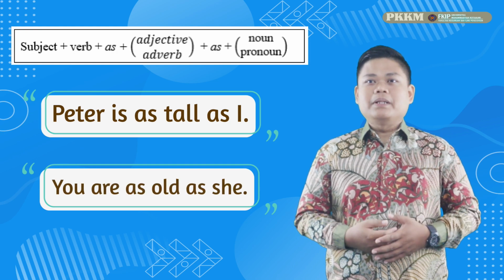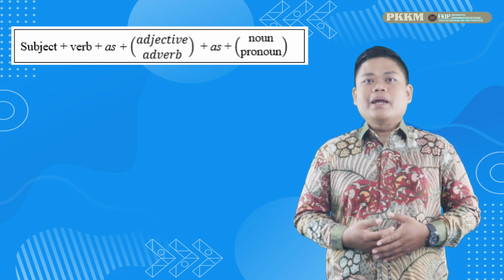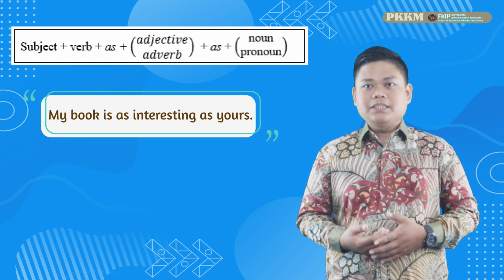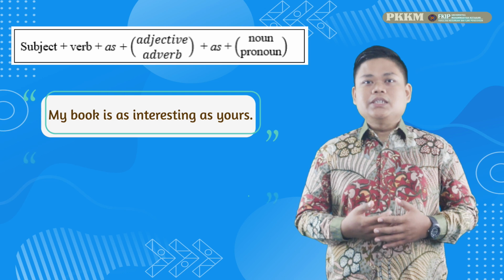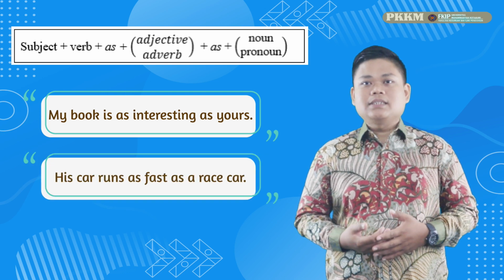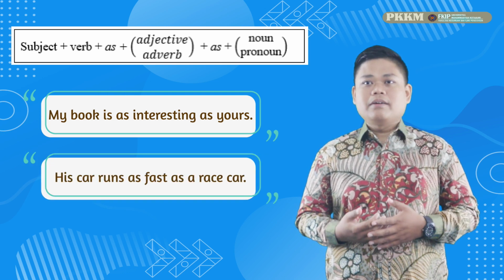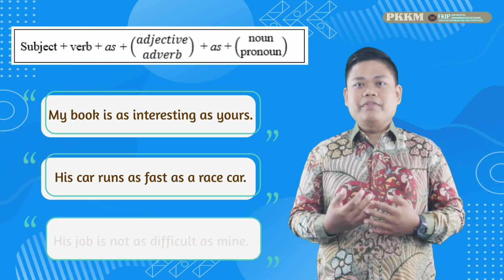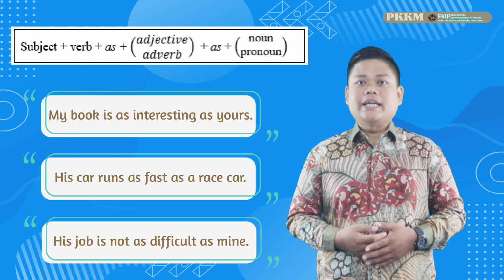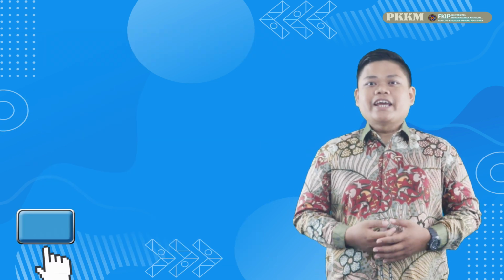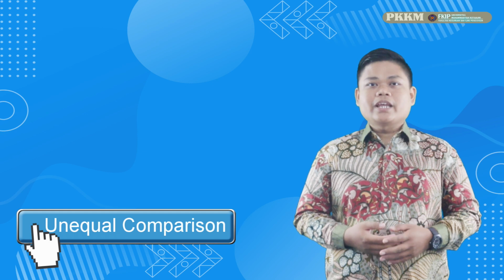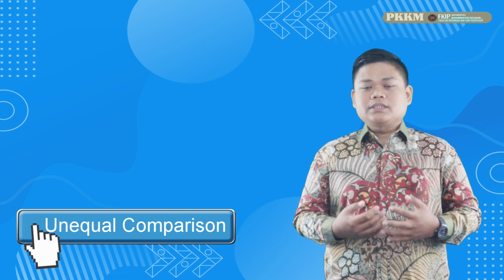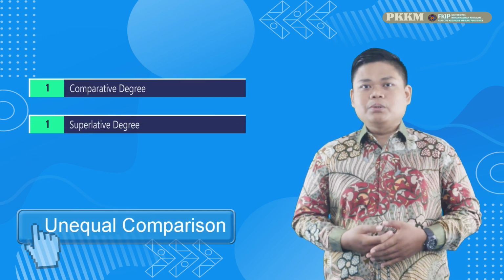This is another example. For adjective, my book is as interesting as yours. This is adjective. The second one is his car ran as fast as a race car. This is verb, adverb. The next example is his job is not as difficult as mine, and this one is adjective. The next one is unequal comparison. In unequal comparison, there are two kinds of comparison. The first is comparative, the second one is superlative.